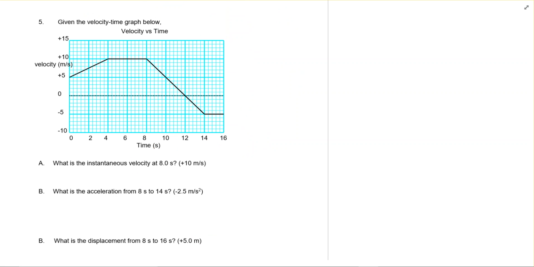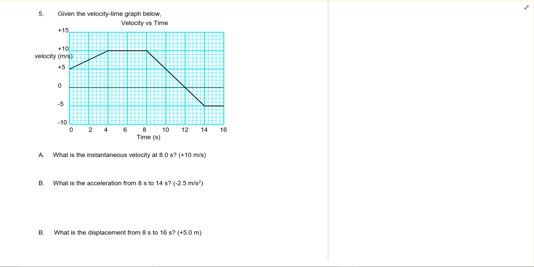So for this last one, I'll just go through with you. I'll write down the answers in real time. It says, with this velocity time graph, what is the instantaneous velocity at 8 seconds? Really, all you have to do here is look up to that point and see what the velocity is. That's the instantaneous velocity at that point. So it's going to be 10 meters per second.